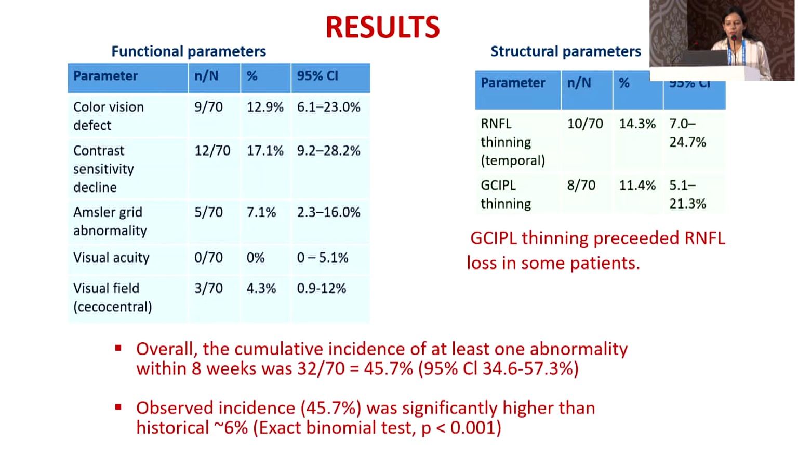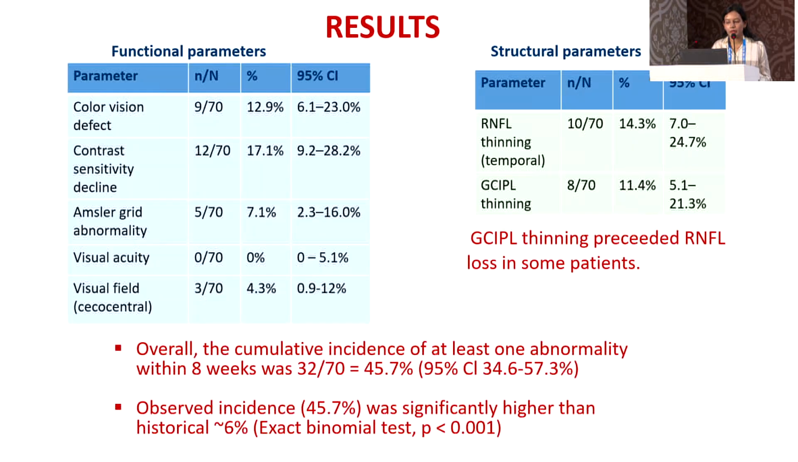Results were measured in functional and structural parameters. Among functional parameters, color vision defect was seen in 12.9% patients. Contrast sensitivity decline was seen in 17.1%. Amsler grid abnormality was seen in 7.1%. Though the visual acuity remained stable, visual field defect was seen in 4.3% of the patients. Among the structural OCT parameters, RNFL thinning mainly in the temporal quadrant was seen in 14.3% of the patients, and ganglion cell inner plexiform layer thinning was seen in 11.4%.